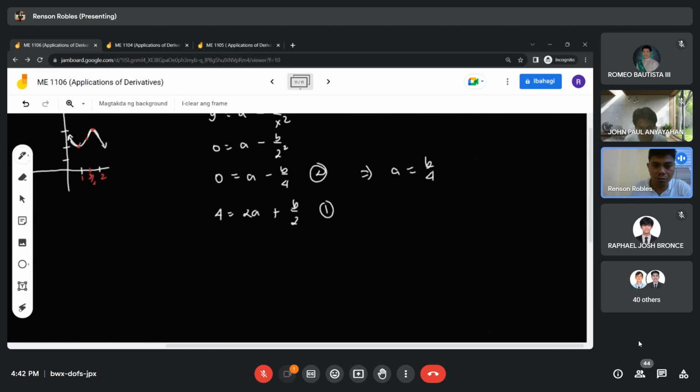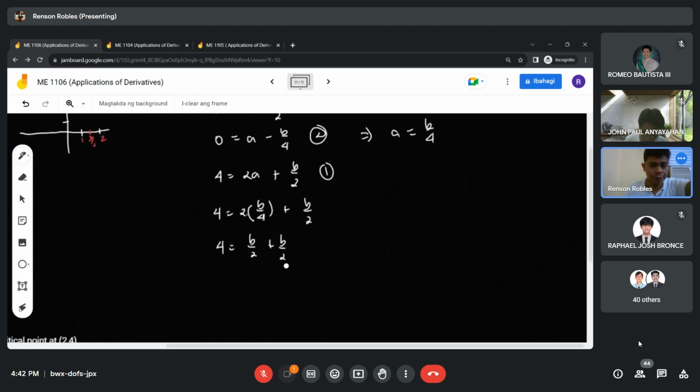By substitution, a equals b over 4. And then by substitution, 4 equals 2 times a plus b over 2. Then 2 times b over 4 is b over 2, plus b over 2. Then 4 equals 1/2 times b plus b, so this would be b. Therefore, b is equal to 4.